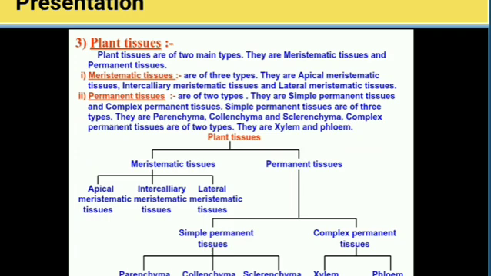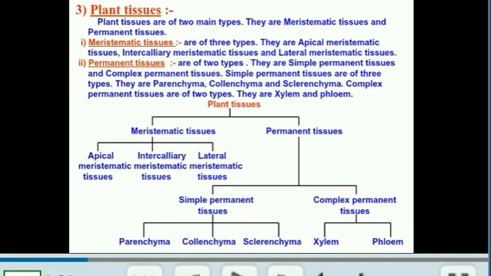Now, in our previous lecture we started plant tissue and I told you about meristematic tissue. Meristematic tissues are also called dividing tissues. Why are they called so? As we know, they show growth, they rapidly divide and then grow. Therefore meristematic tissues are also called dividing tissues.